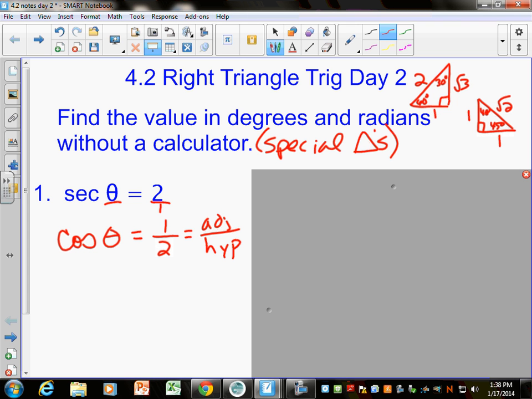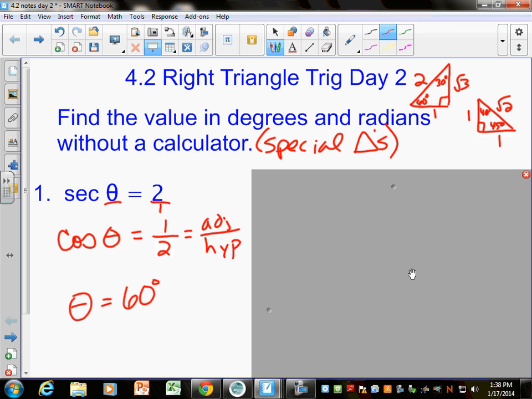And how do you know which one? You look at the triangle. If I take the cosine of 30 degrees, do I get 1/2 out of that? What's cosine? Adjacent over hypotenuse? That's not 1/2. What if I take the cosine of 60 degrees? It's adjacent over hypotenuse, which is 1/2. So my answer is theta is 60 degrees.